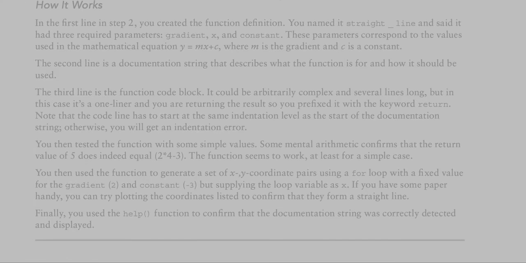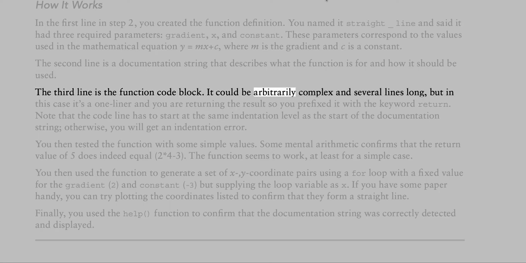How it works. In the first line in step 2, you created the function definition. You named it straight_line and said it had 3 required parameters: gradient, x, and constant. These parameters correspond to the values used in the mathematical equation y = mx + c, where m is the gradient and c is a constant. The second line is a documentation string that describes what the function is for and how it should be used. The third line is the function code block.